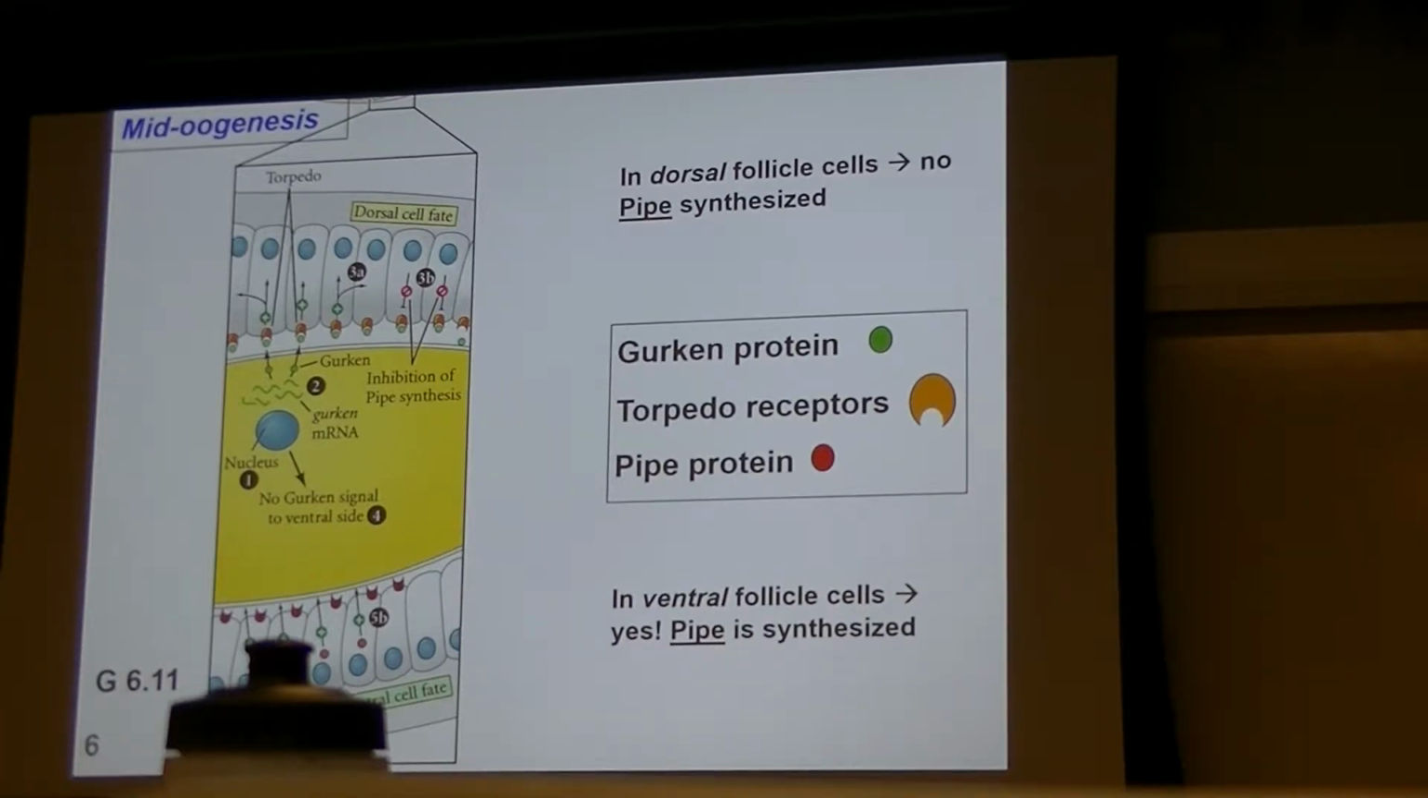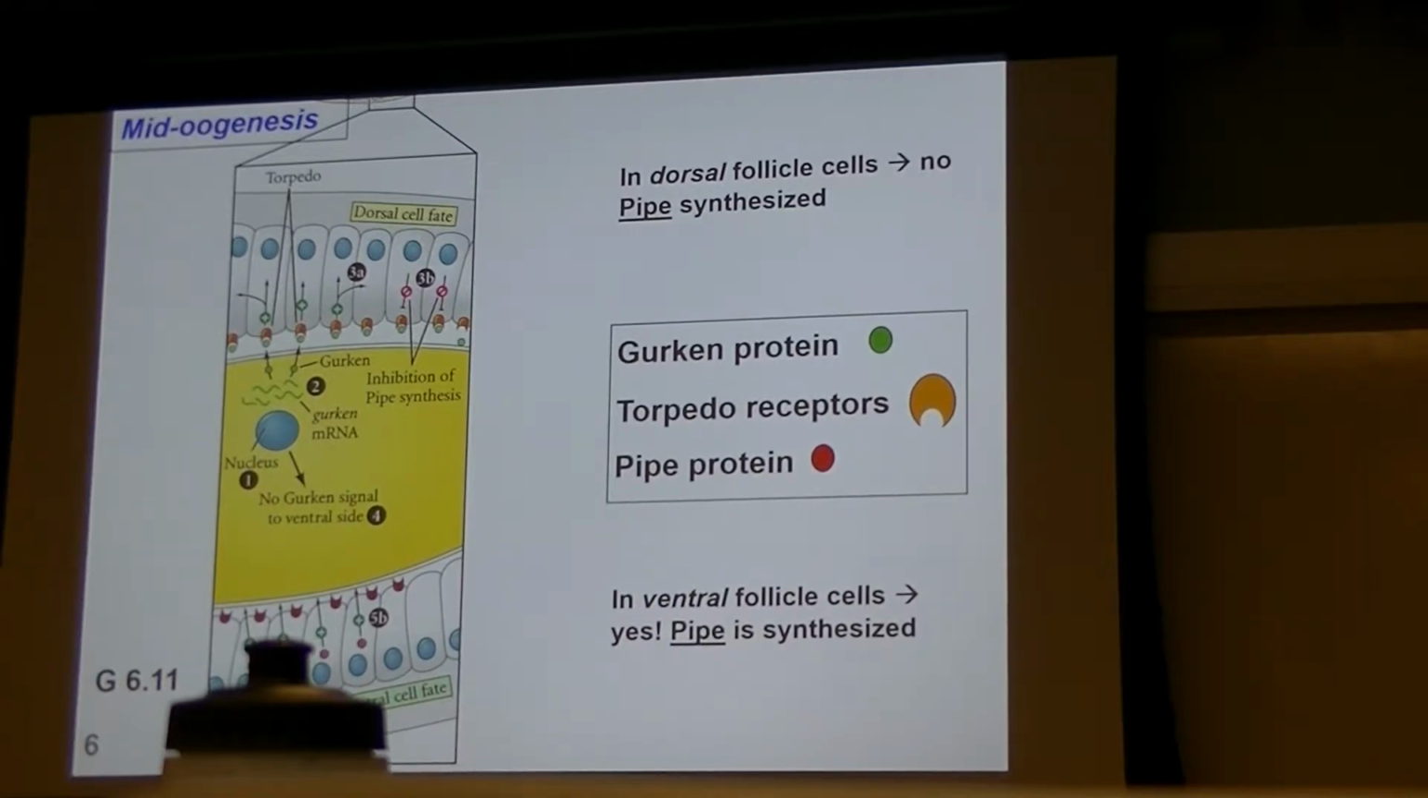And as a result of that interaction, we now do not make pipe protein in the dorsal follicle cells. So the result is to not make something rather than to make something. Meanwhile, down in the ventral cells, there is no gurken around, there's no signaling through the torpedo receptors, and as a result of that situation, now we do make pipe protein in the ventral follicle cells. So now we have an asymmetry. Some of the cells are making pipe in the ventral, and they're not making it up in the dorsal part.